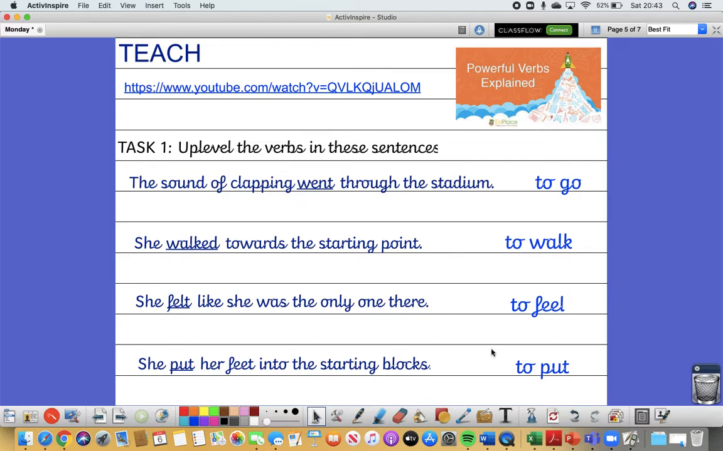So you would write, the sound of the clapping something through the stadium. Okay, she something towards the starting point. But think about how the person's feeling, because that's what I want you to try and get. I want you to try and explain to me how they're feeling through the verb choice that you use. So press pause on the video, go and complete task number one, and when you are ready, come back and we'll go through task number two.